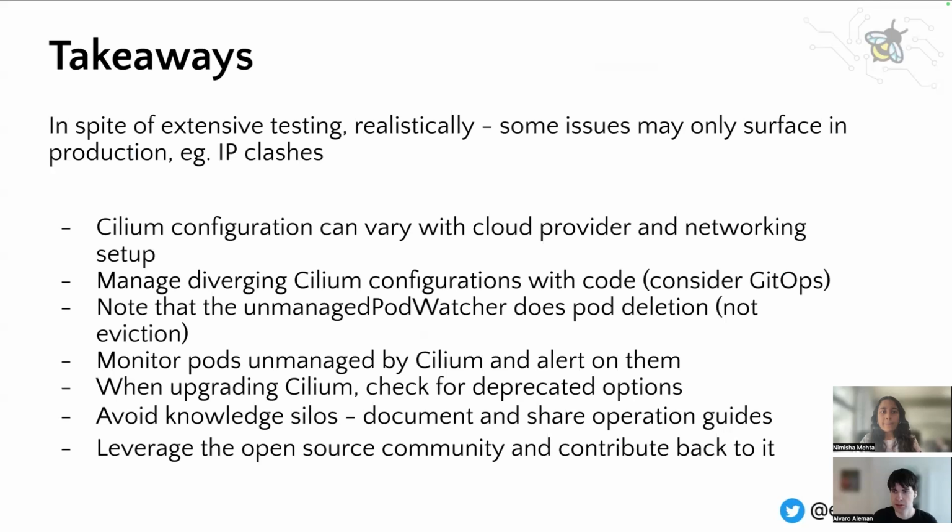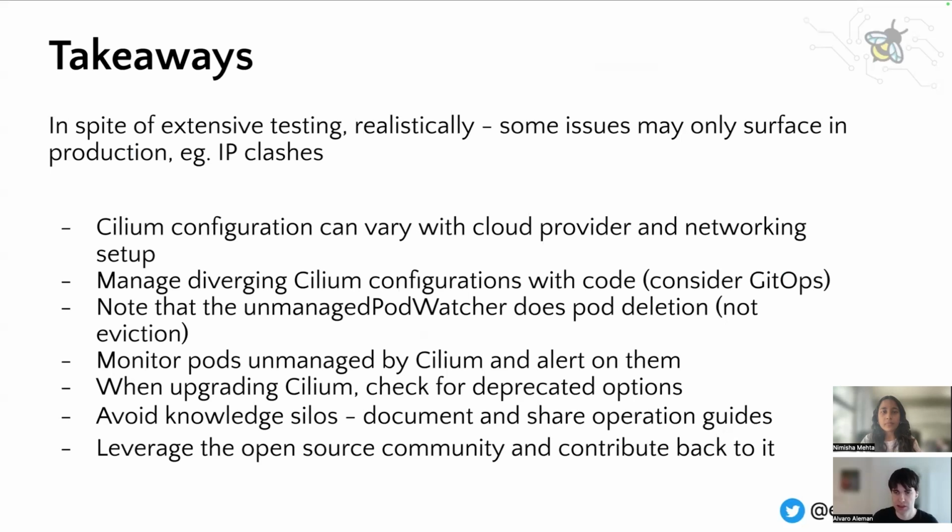So to summarize a bit what we've learned, no matter how much testing there is, some issues will realistically only surface in production, like the IP clashes we've seen on GCP. Generally, if you're running a multi-cloud setup, the Cilium configuration will likely not be completely identical across all of them. Versioning it and using GitHub helps a lot with keeping it consistent where possible and being able to pinpoint issues to changes.